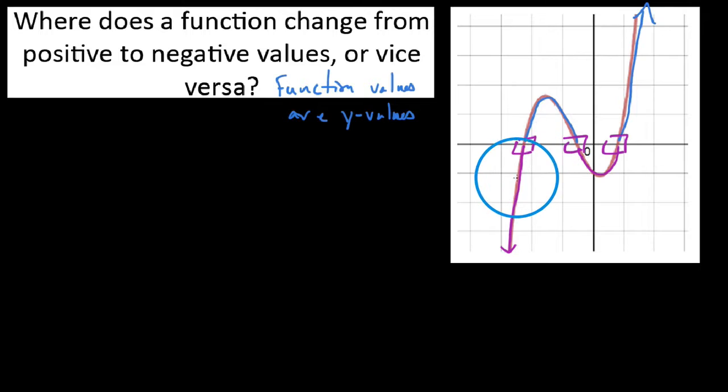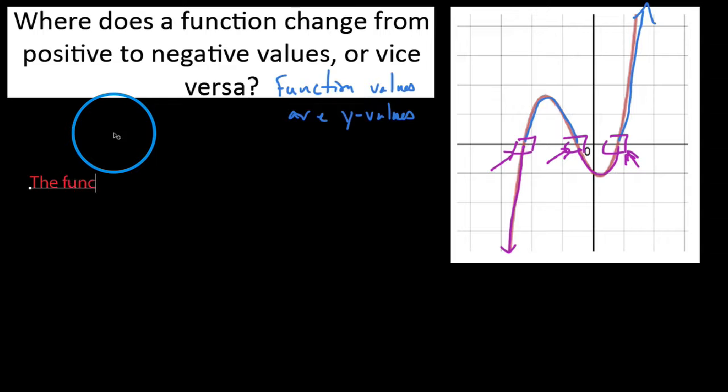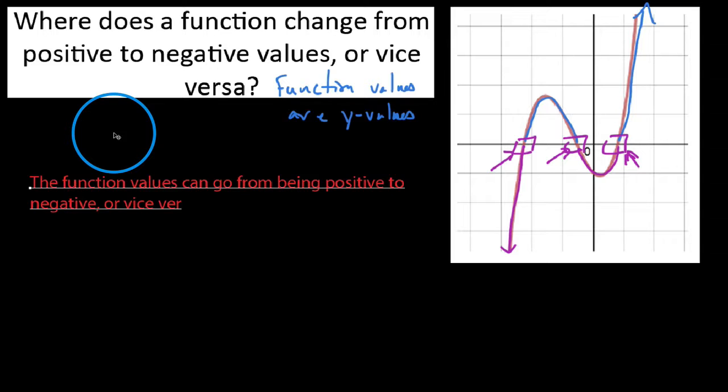So if our function only goes from being all negative to all positive, or all positive to all negative, where it crosses the x-axis, then our function is going to change from either being negative to positive or positive to negative only at the zeros of the function, because these would be the locations at which our function goes from being above the x-axis to below the x-axis or vice versa. So let's go ahead and make sure we list that here. The function values can go from being positive to negative or vice versa only at the zeros of the function.